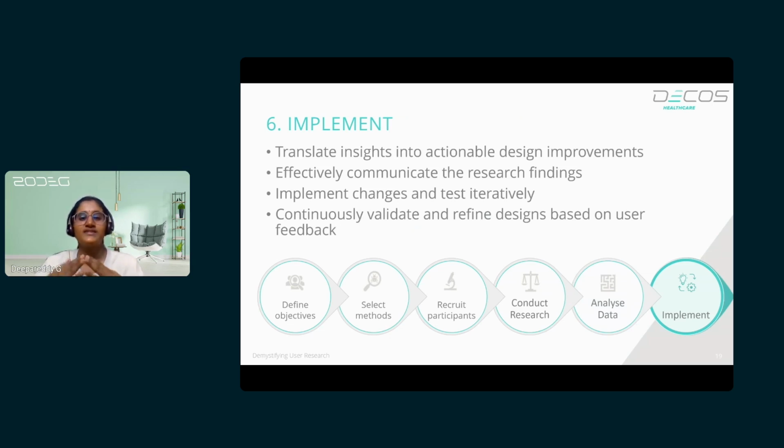So, here's how to effectively translate research findings into actionable insights. First, we'll have to translate these insights into actionable design improvements. There can be a lot of improvement points that we may have observed, or gathered through interviews at the end of the usability testing from the users. But not everything can be implementable. So, we will have to convert or translate these insights into actionable design points.